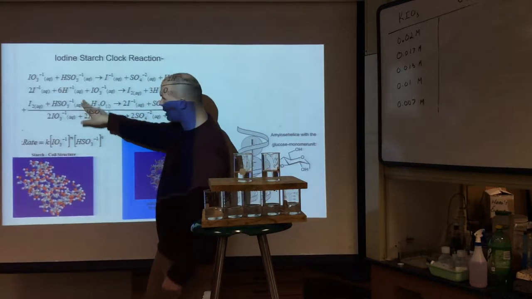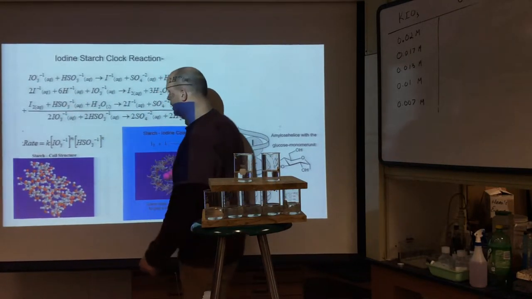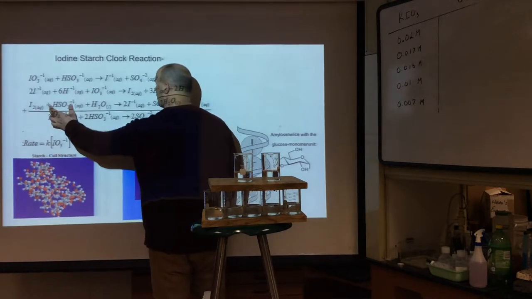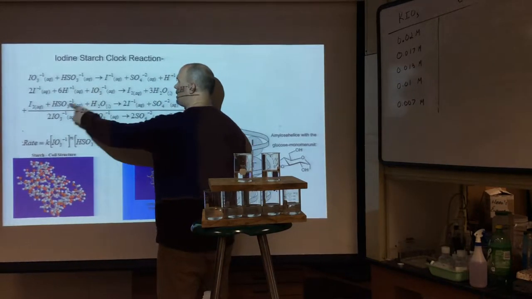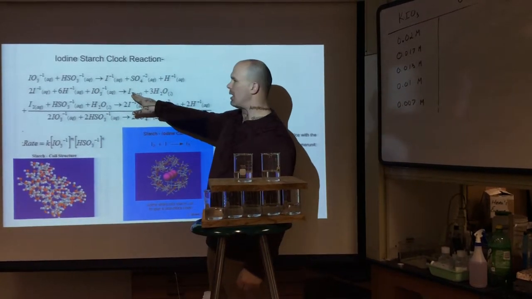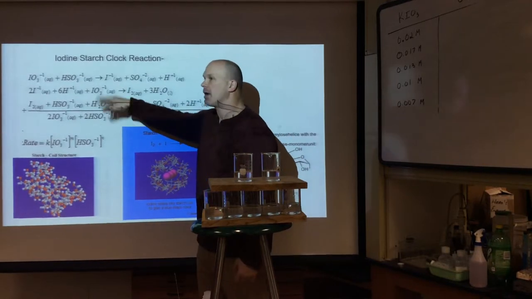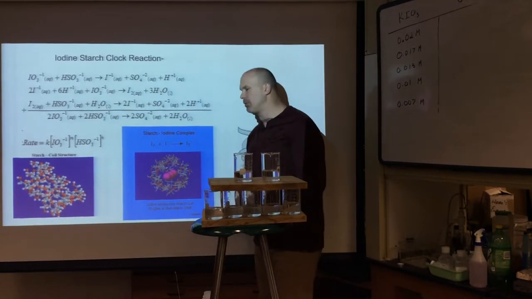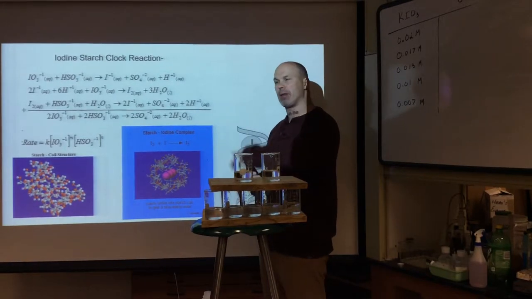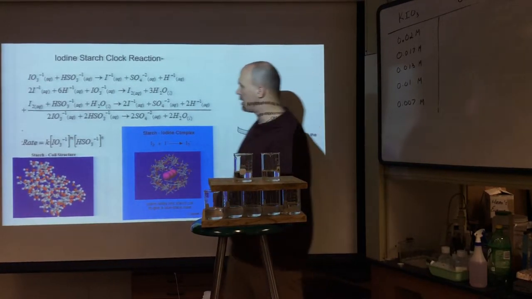So this clocks itself and it keeps going until essentially I'm going to run out of either the iodate ions or the metabisulfite. Eventually one of these runs out, and I'm left with the iodine building up with the I negative and creating that blue-black complex that we talked about. So it's a nice, pretty clock reaction. We played with it last year for the most part. And it's a nice, easy one to make.